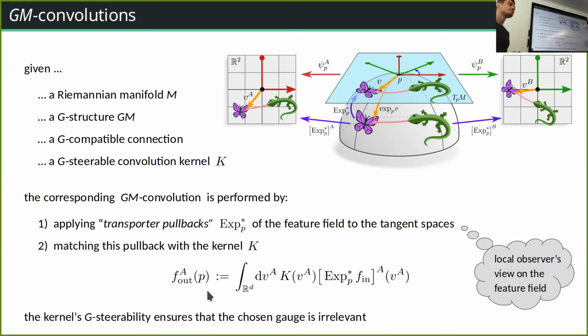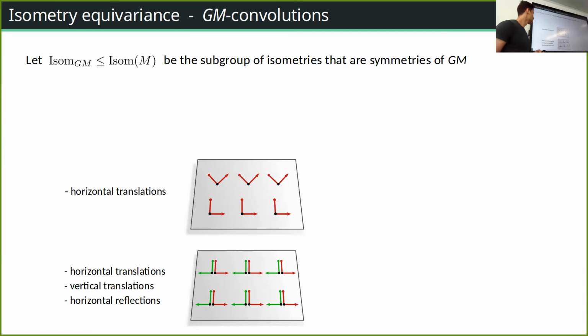I'm just wondering, thinking about the G-compatible connection part, can you give an example of a connection that's not G-compatible? Yeah, I can give you an example. Let me skip ahead. So if you have the Levi-Civita connection on the Euclidean space, you would just transport a vector as you think about it, just by moving it around.